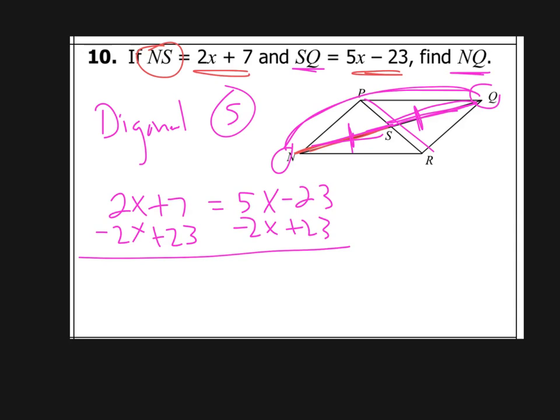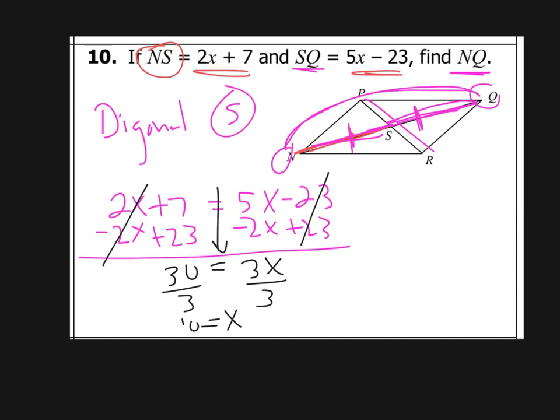As I clean things up from left to right, that goes to 0, that goes to 30. My equal sign is still right there. That's 3x, and that goes to 0. Divide by 3, x equals 10. Okay, again, press pause if you need to.